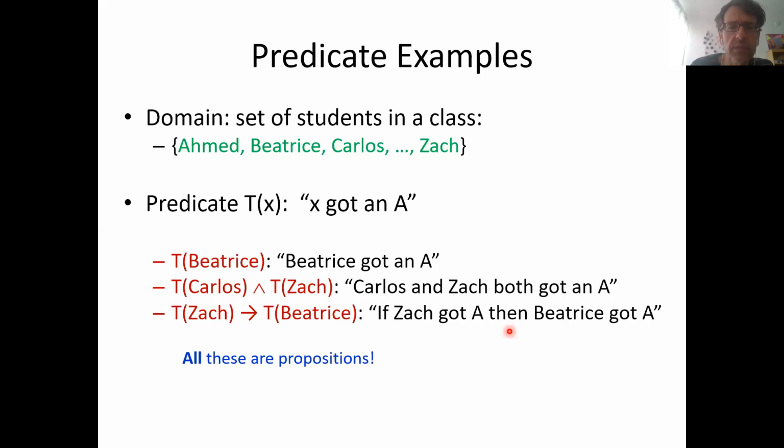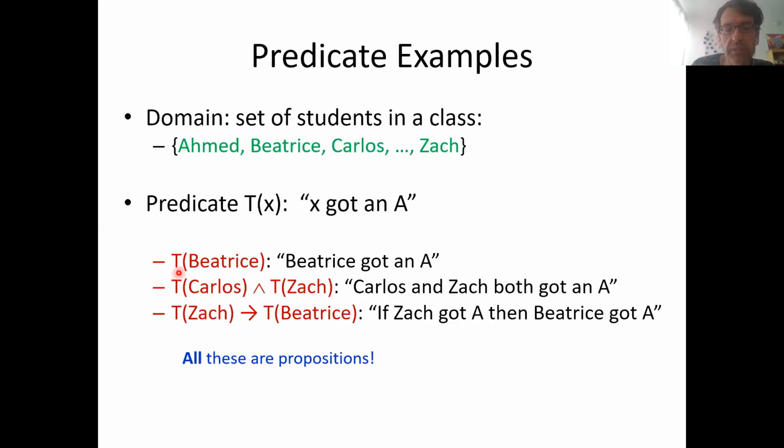So let's look at some examples. Let's say that the domain is a set of students in a class, conveniently 26, as many as letters: Ahmed, Beatrice, Carlos, Zach. And a predicate T of x is that student x got an A in the class. So when I say T of Beatrice, I'm basically saying that Beatrice got an A, because if you instantiate the statement with x equal Beatrice, that's the statement you get. The statement Beatrice got an A is a proposition. It might be true, it might not. I don't know Beatrice. Maybe she got an A, maybe not.